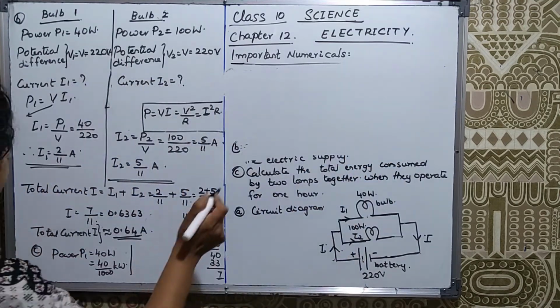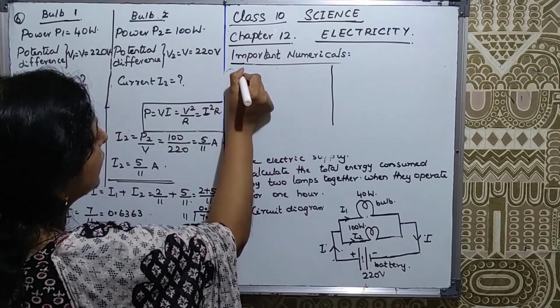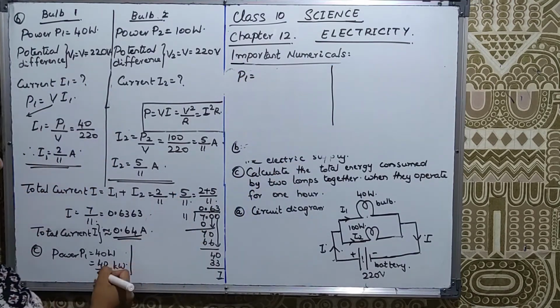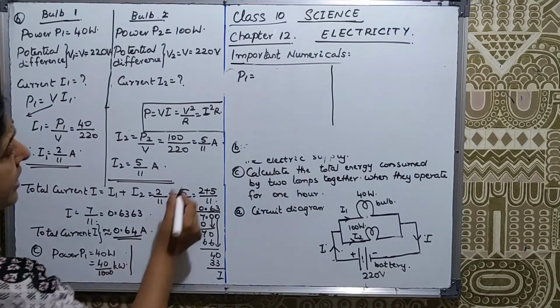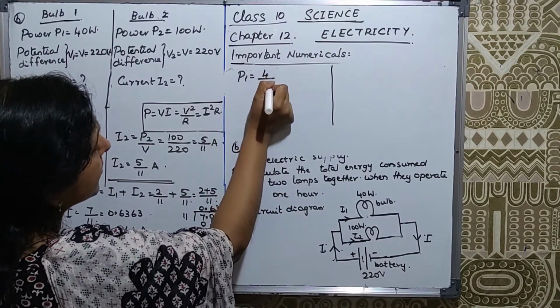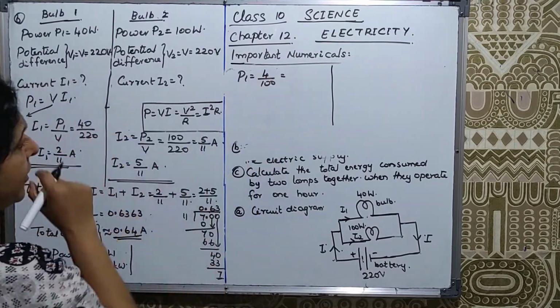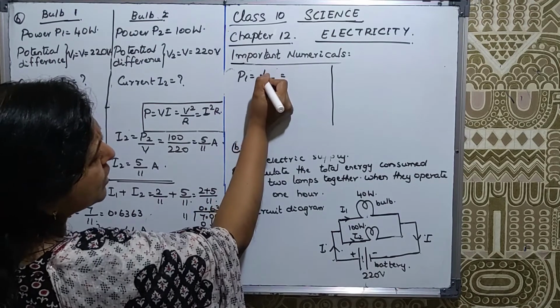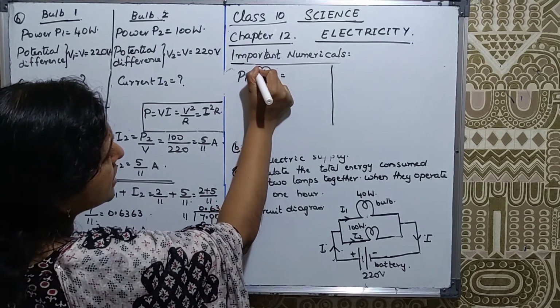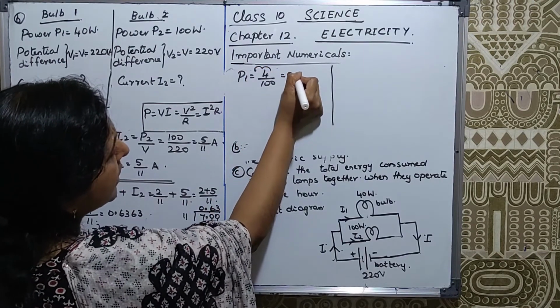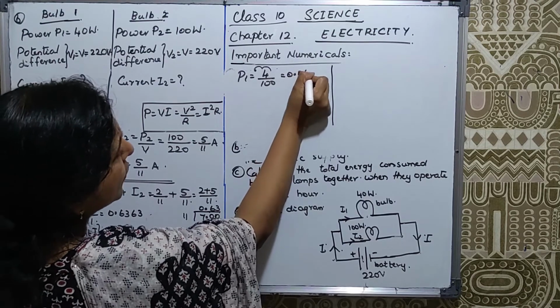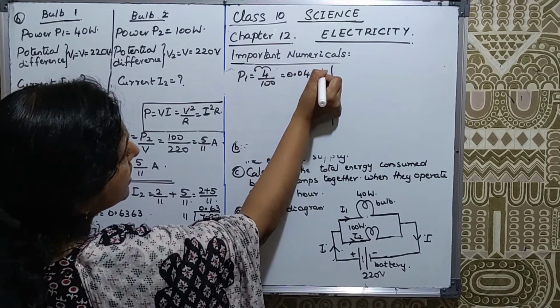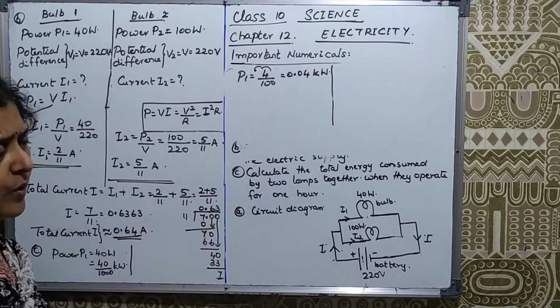Its continuation: power P1 equal to 40 by 1000, the zero cancelled, 4 by 100 you will get. For 4 by 100, I'll move the decimal point by 2 places. So when you move the decimal point by 2 places, it will become 0.04. What is the unit? Kilowatt.